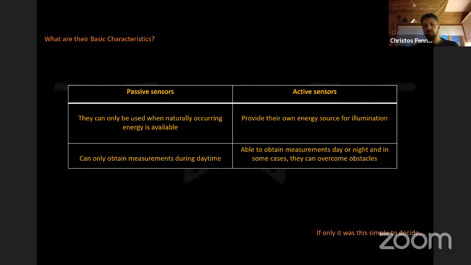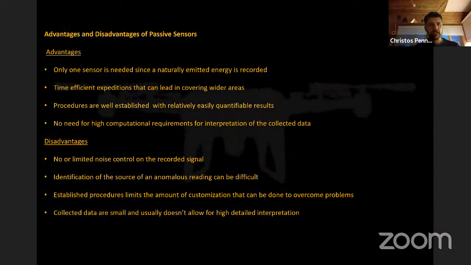But is it so simple to decide which one is better, the passive or the active sensors? No, it's not. So for this reason, I have made this small table here where I describe the advantages and the disadvantages of the passive sensors. The main advantage is that only one sensor is needed, since naturally emitted energy is recorded. So we don't need an extra sensor like the active ones, where one will transmit and the other one will receive.